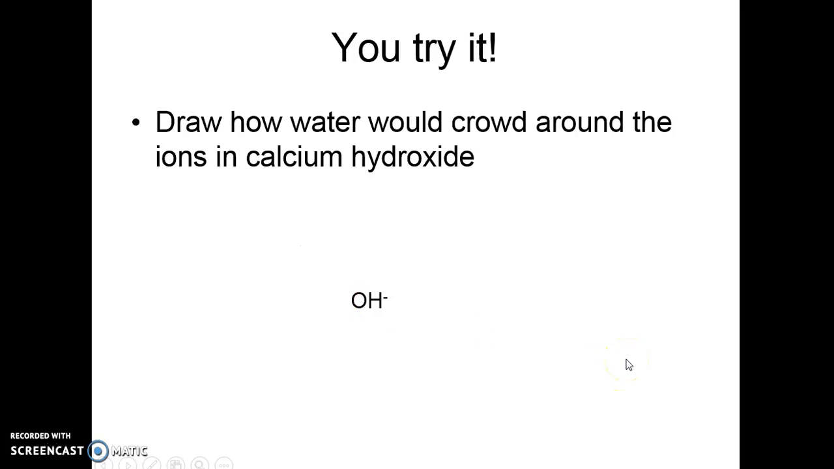Hydroxide has a negative charge, so water's positive end will be attracted. Bring it in and crowd it around the hydroxide.